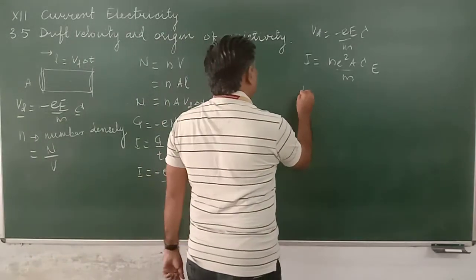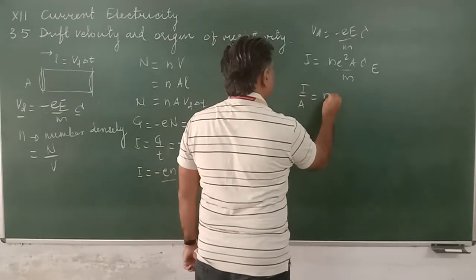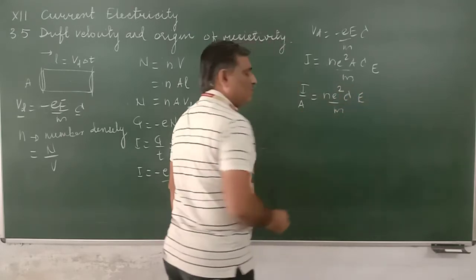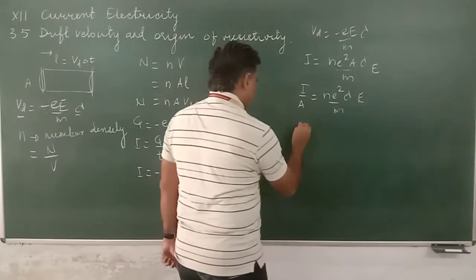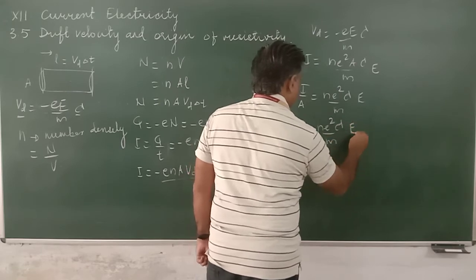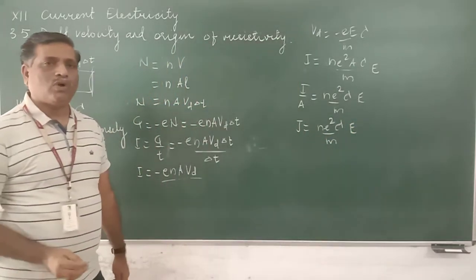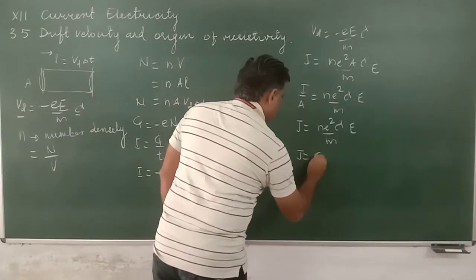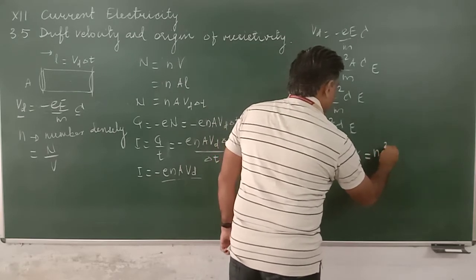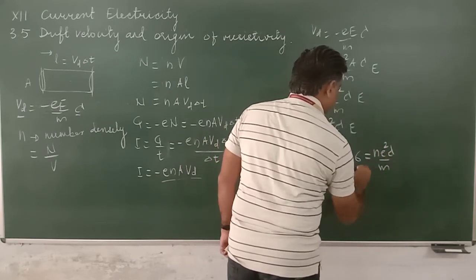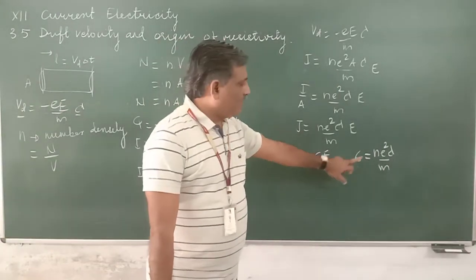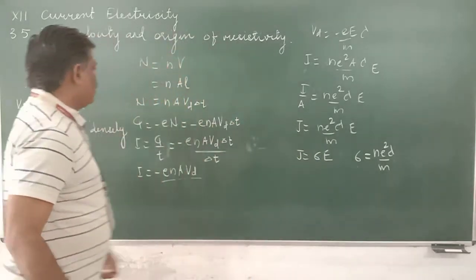We also know I by A is equal to n e square tau by m times E. We all know I by A is J, which is equal to n e square tau by m times E. And then there is Ohm's law in vector form. It suggests J is equal to sigma E. It gives us conductivity. This sigma is known as conductivity. Conductivity is equal to n e square tau by m.